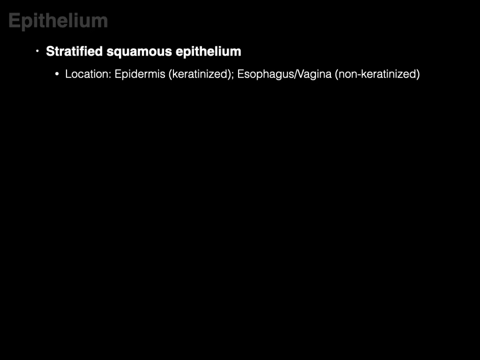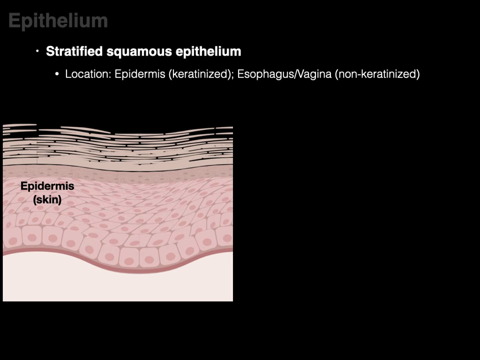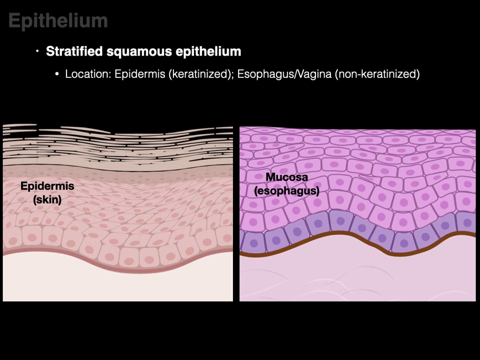Now, locations are twofold. One is the epidermis, and the other is the esophagus and the vagina. Those are the main places. And so for the skin, this is showing the esophagus, okay? And so keratinized, when you add keratin to this, keratin is a very tough protein. It's the same type of protein classification you get in your fingernails and in your hair. And keratin in the epidermis helps to protect from water.